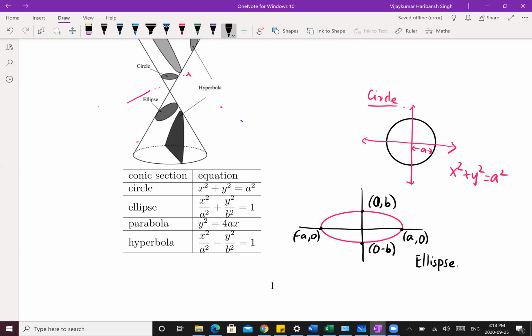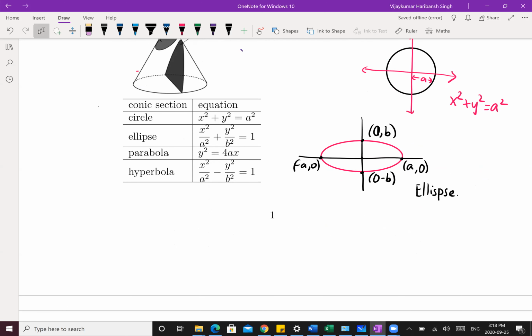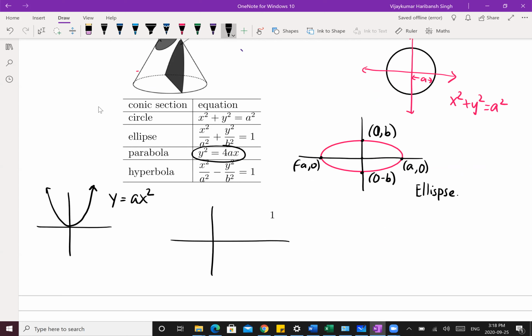Now another interesting cross section is the parabola. We have seen parabolas of this form, which are given by y equals a x squared. The parabola mentioned here has x and y inverted, so we have a parabola of this form given by y squared equals 4ax. So this is a parabola.